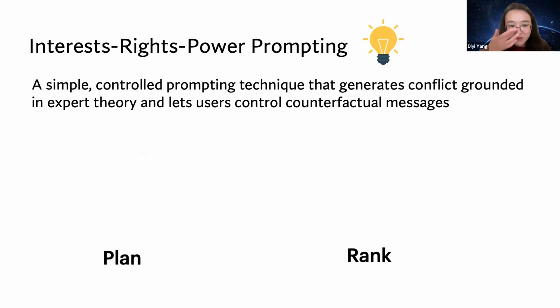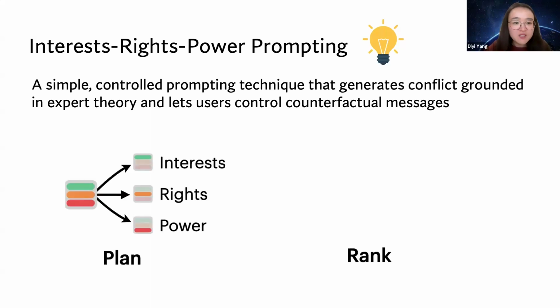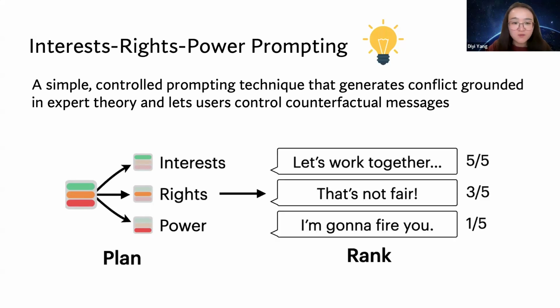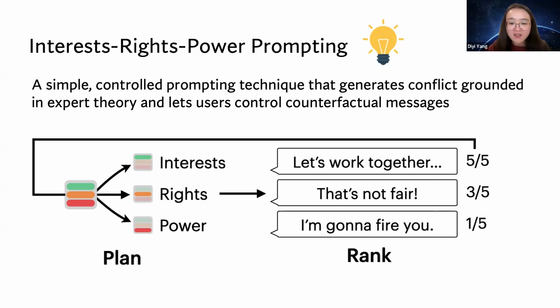In this pipeline, there are two phases. In the plan phase, we use the conflict theory to constrain the language model generations to only generating strategies related to the IRP framework here. And then for each generated response, we score or rank them in terms of how likely the message will result in a heated conflict or in reduced conflict. Then we add those selected messages back to the conversation context and repeat to simulate the conflict.